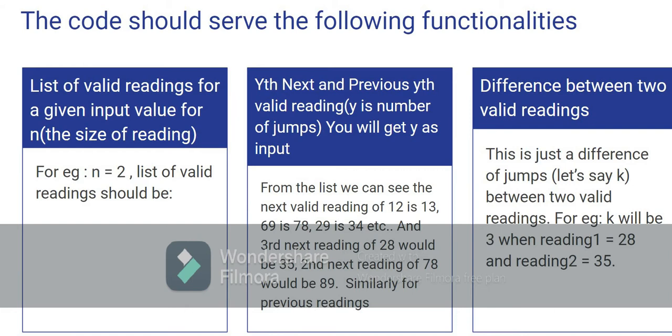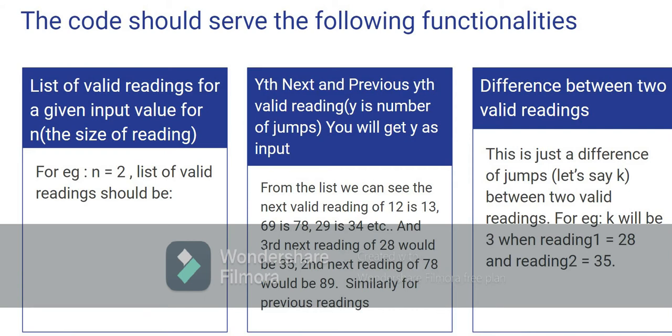From that list, you have to serve 2 more functionalities: you have to find the Yth next reading for a given reading, and another function would give you the previous Yth reading for a given reading. I'll give you examples for this if it is not clear right now.